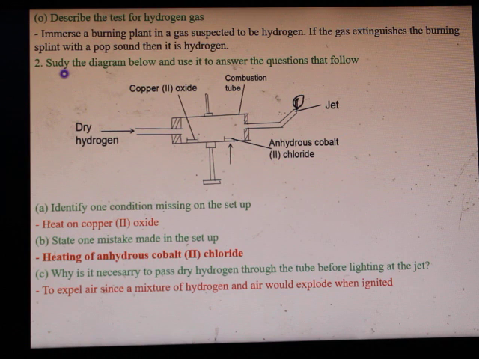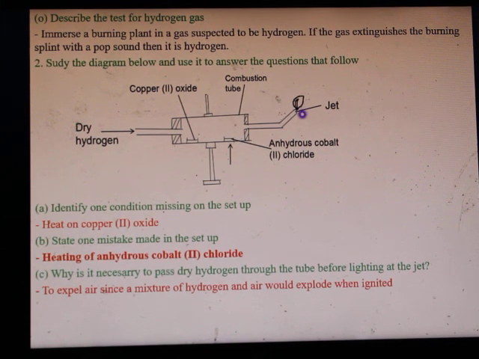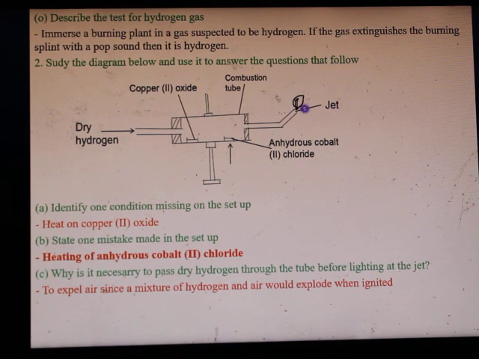Then I will also use this question 2. This question will help you understand the properties of hydrogen gas, particularly the chemical properties. And one of them is being demonstrated here. You can see hydrogen is being passed over copper 2 oxide here, and there is a combustion tube, and there is an anhydrous cobalt 2 chloride that has been placed here. And finally, there is a gas that is being burned at the jet.